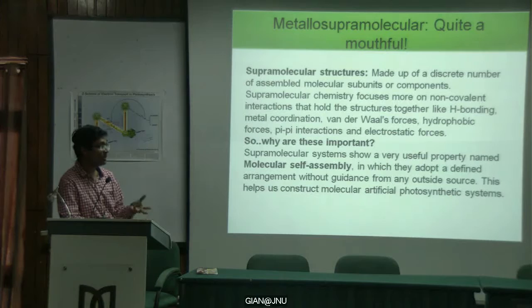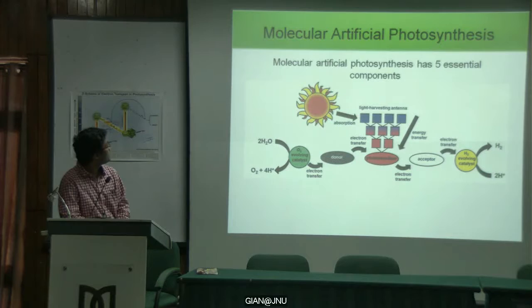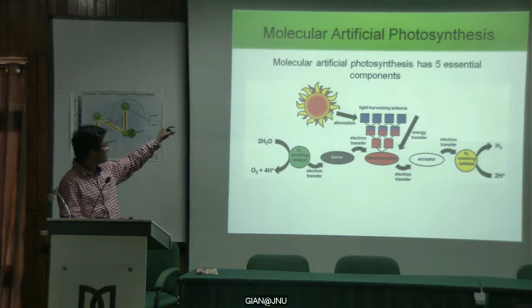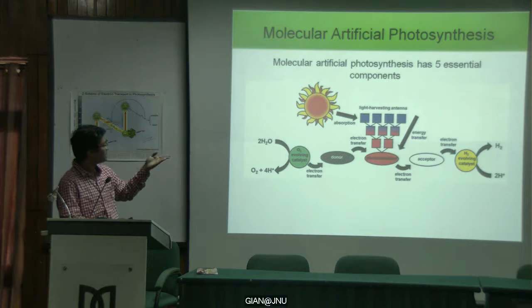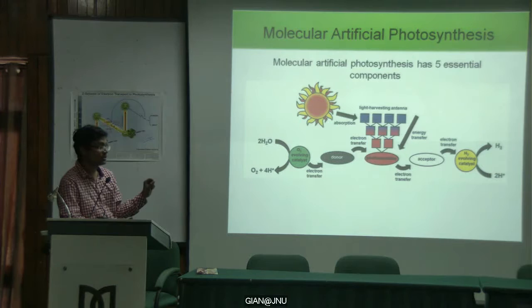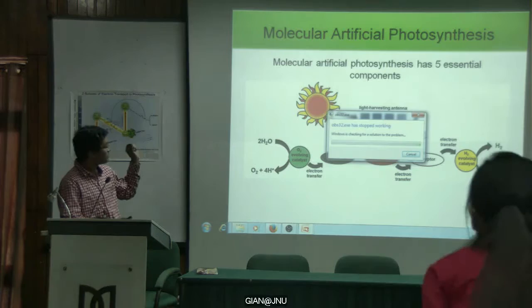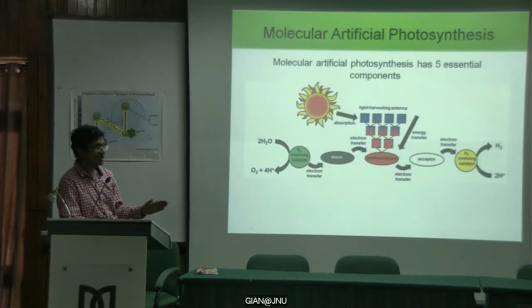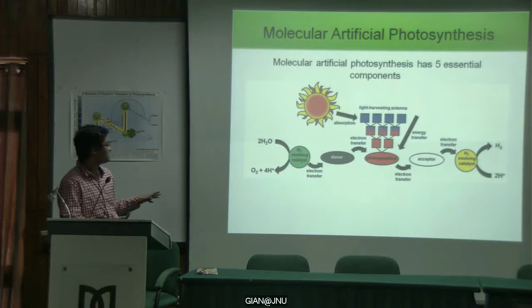According to molecular artificial photosynthesis, it has five essential components. The first is obviously the light harvesting antenna. This light harvesting antenna absorbs the radiation and transfers it to the photosensitizer. Now it's important to note that the antenna does not emit electrons. That's the job of the photosensitizer, which undergoes charge separation. Then, after that, we come to the H2 evolving catalyst and the oxygen evolving catalyst. And finally, we need a membrane to isolate these. And to increase the physical distance between the components, we can also introduce a donor molecule and an acceptor molecule.